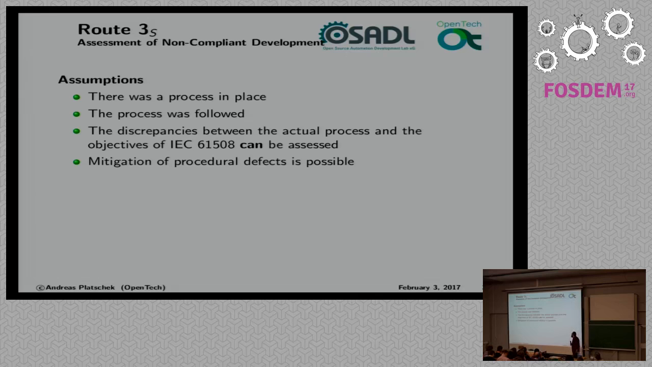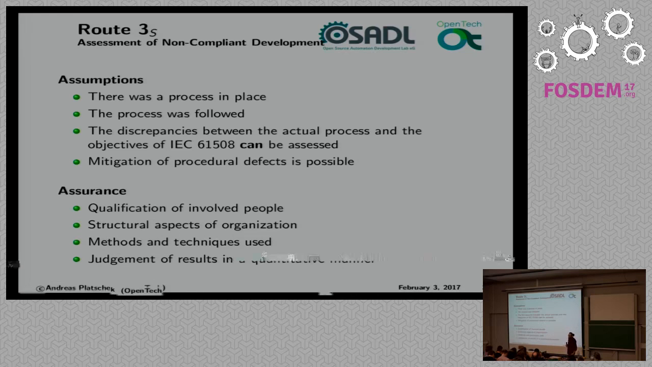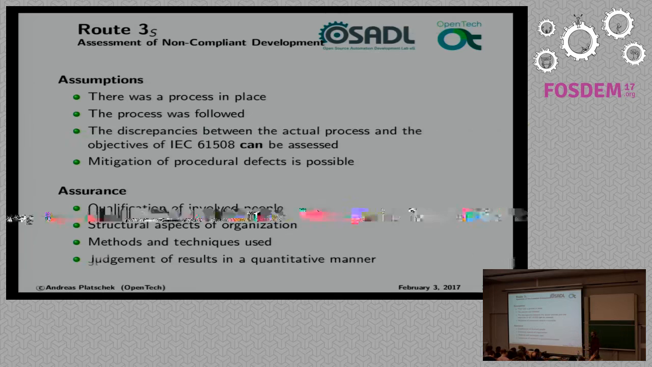For the assurance, I want to give some examples. One is the qualification of involved people. If you're in a company setup, it's very easy to say, okay, these people are working on the project, they have this training, they have this experience from previous projects, and to just write a small summary. But for the thousands of developers in the Linux kernel, that's not possible in this form. So what we're doing is to actually look at the development history of the developers and assign them an experience level, so to speak.